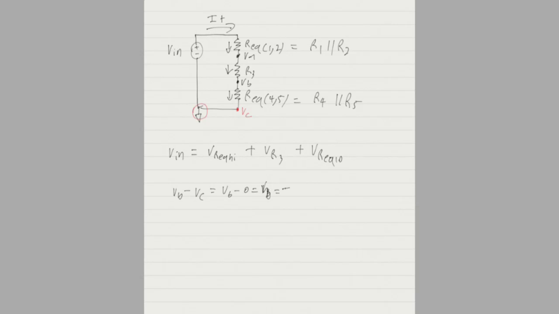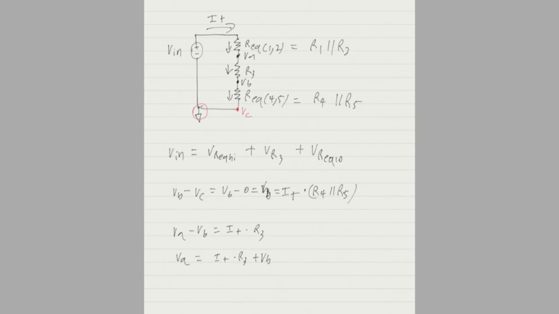So we know the current through this resistance, which is I total, and we know that this resistance is R4 parallel R5. So now we've solved for VB. And how do we get VA? Well, we do the same thing. We know VB now relative to ground, and we can get VA relative to VB via VA minus VB is equal to I total times R3. So VA is equal to IT times R3 plus VB.